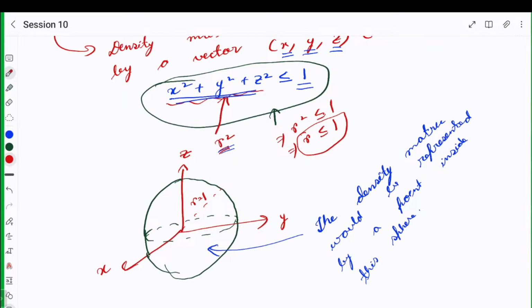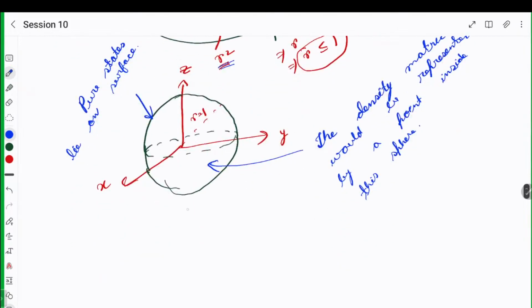And so, as you might have guessed, all the pure states lie on the surface of the Bloch sphere, because the pure states can be described by the state vectors. Pure states lie on the surface, and the mixed states lie inside the Bloch sphere.